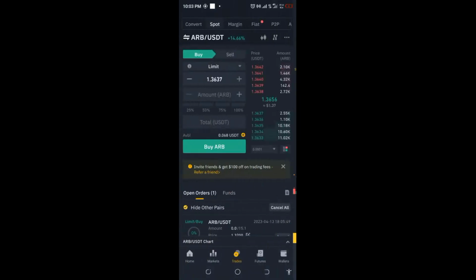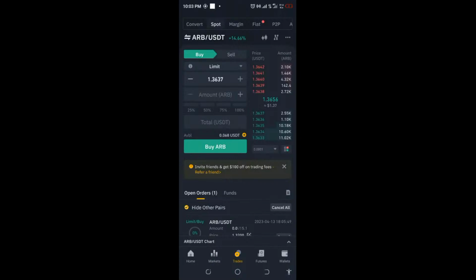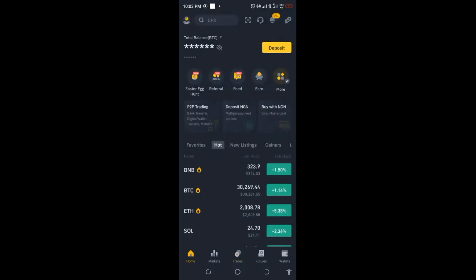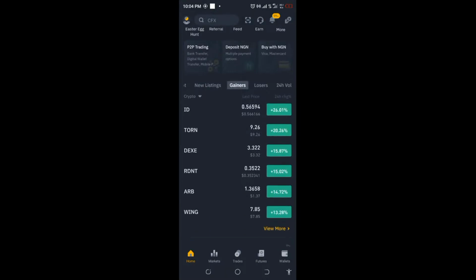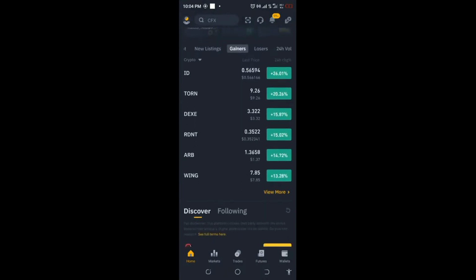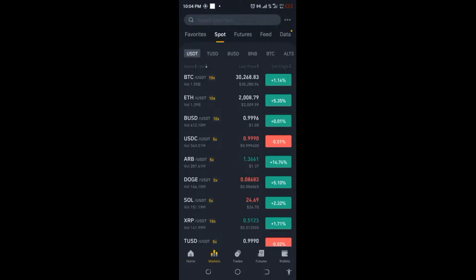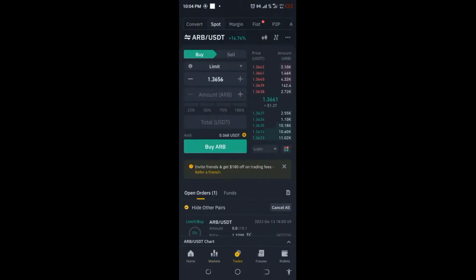I'm just going to go check again. Let's look under gainers, because it's under new listings, but let's just be sure that it's also under gainers. Okay, is it on the gainers? Should I go with this? Okay, ARB is on the gainers. Let's try this. Let's go ahead and just buy outrightly, and then we'll set a sell limit.